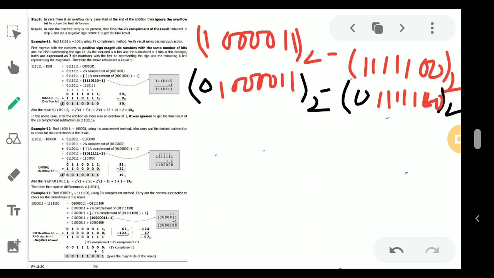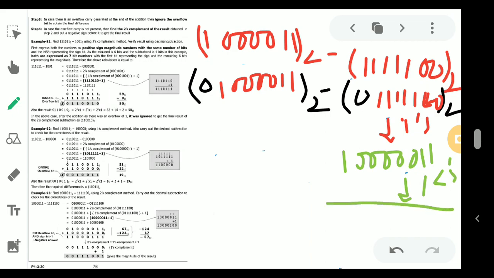To find out the 2's complement of the second number, first you have to find out the 1's complement. So the 1's complement result would be this. This is the 1's complement, and we have to add 1 with it to get the 2's complement value. So if you add, what is the result you are getting? 1 plus 1 is 0, carry 1; 0 plus 1 is 1; 1 plus 1 again 0, carry 1.